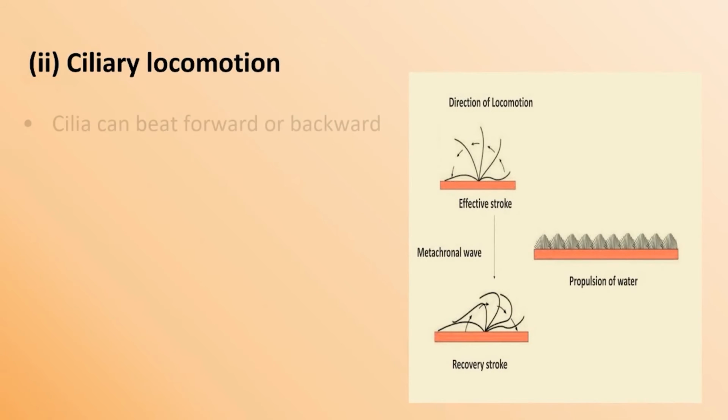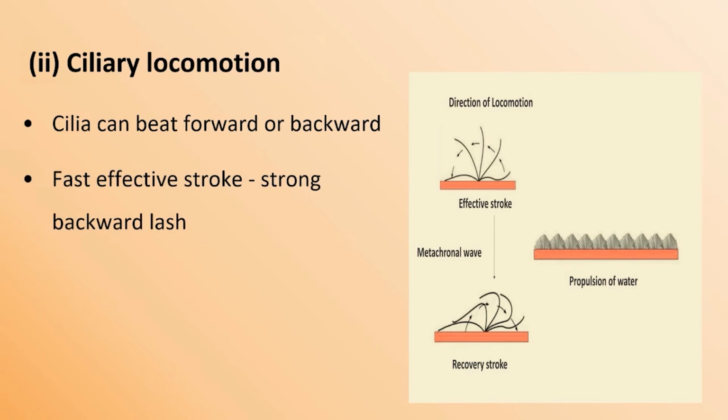Ciliary locomotion. Locomotion brought about by cilia is the main method of locomotion. The cilia can beat forward or backward, enabling the animal to swim anteriorly or posteriorly. Normally, the animal swims forwards by the cilia beating backwards. At that point of time, the cilia become stiff and bend backward and almost touch the body's surface. This is called the effective stroke, which is very fast.